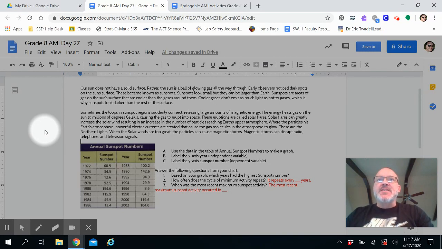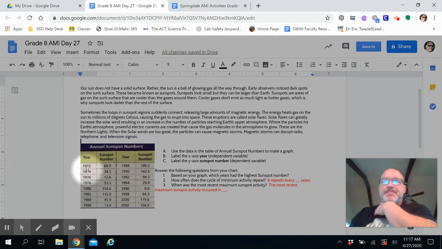Looks like we have a data table and a passage. So let's jump right into the data table. It says annual sunspot numbers, and then it's got year, looks like 1972 all the way to 2002. Looks like every 2 years there's a recorded measure of the number of sunspots. Okay, so my scale might be 2 on my graph for that axis.